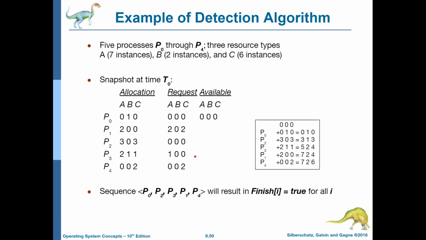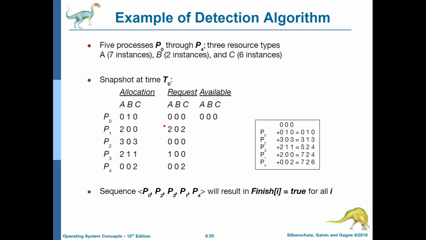Yeah, let's choose process 1 here. Process 1, or process 3, I mean. Process 3 has one request, and it certainly can be met by this 313. So we take all the allocation for that process and add it to the available, which brings us to 524.